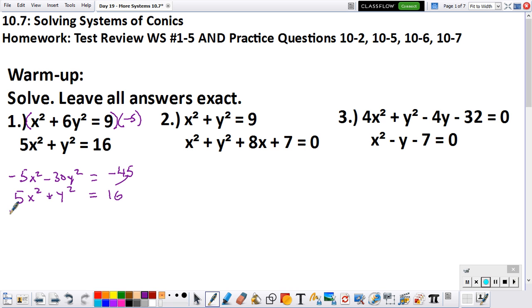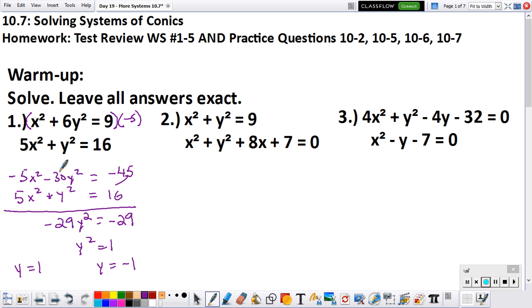And I'm going to add down. When I add down, that gives me -29y squared equals -29, which is really exciting because that's easy. So now I've got y squared equals 1. So my possibilities are y equals 1 and y equals -1 as the coordinates where these two ellipses intersect.